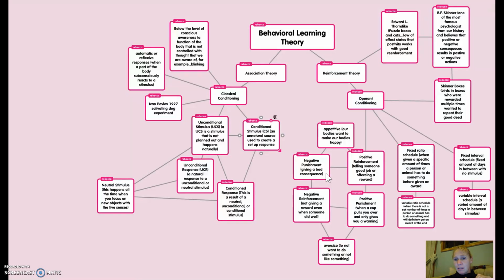But you also have positive reinforcement, telling someone good job or offering a reward. Positive reinforcement is shown to actually be very effective. Appetitive is where our bodies want to make our bodies happy.